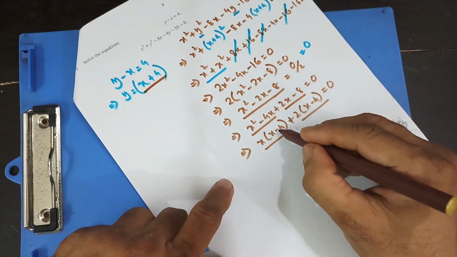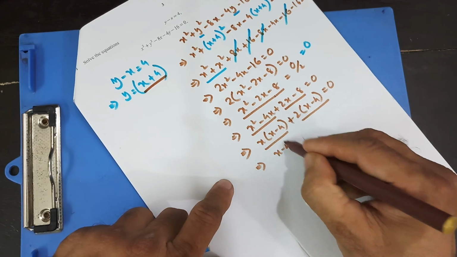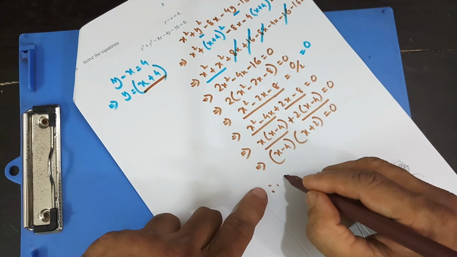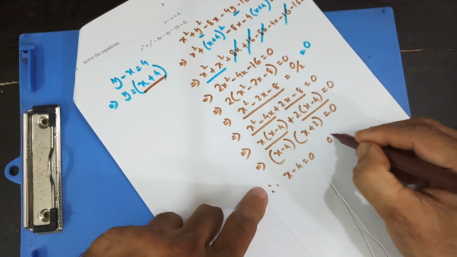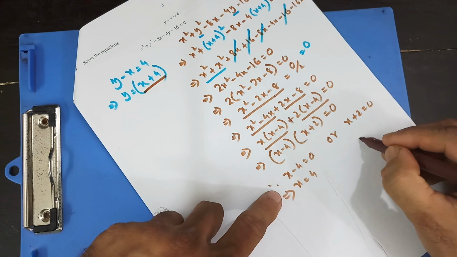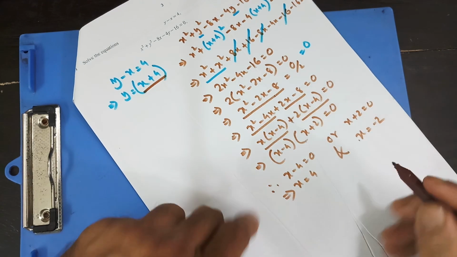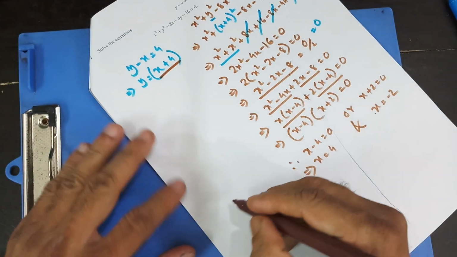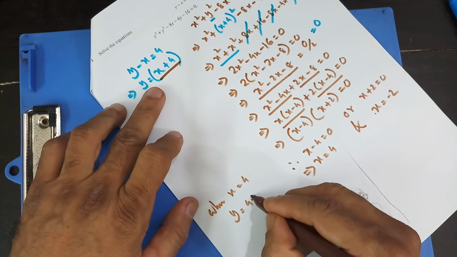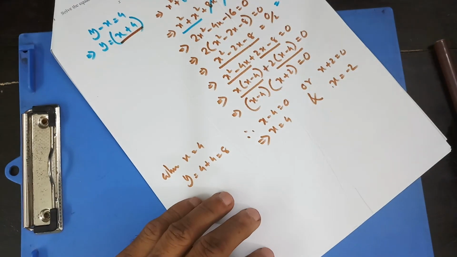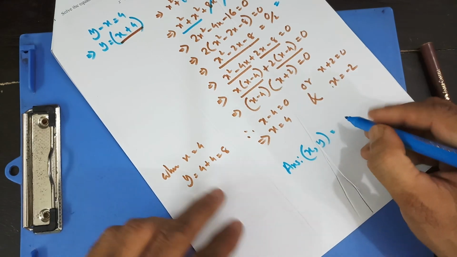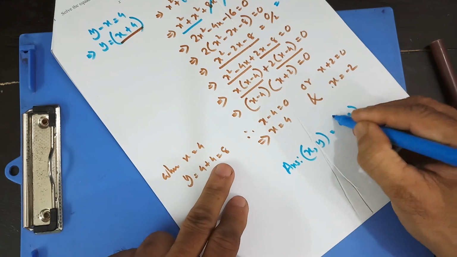Now from these two terms, I can take x minus 4 common, then I'm going to end up with x plus 2 equal to 0. Therefore, either x minus 4 equal to 0 or x plus 2 equal to 0. This gives me x equal to 4, and this gives me x equal to minus 2. Now when I put this value over here, when x equal to 4, I have y equal to 4 plus 4 equal to 8. Let me write down the answer here. So answer: when x equal to 4, y equal to 8.